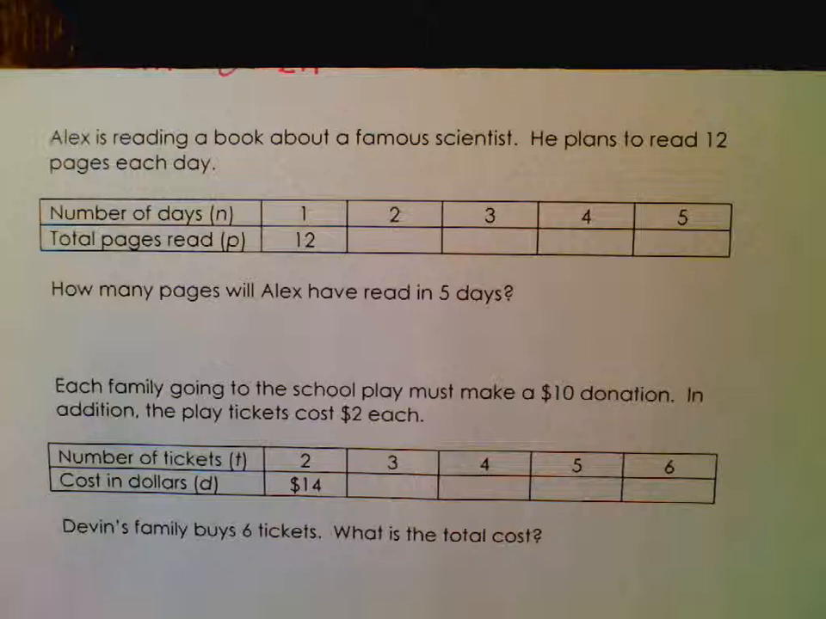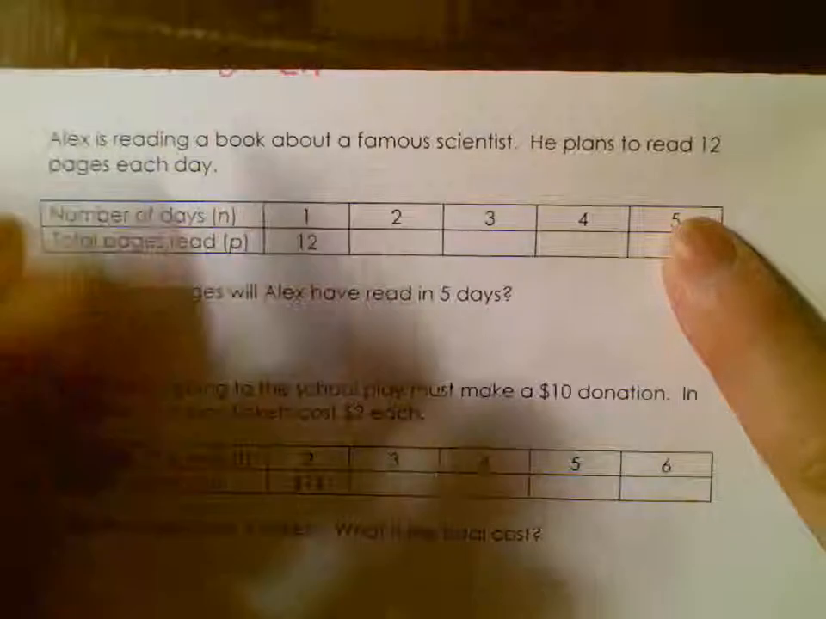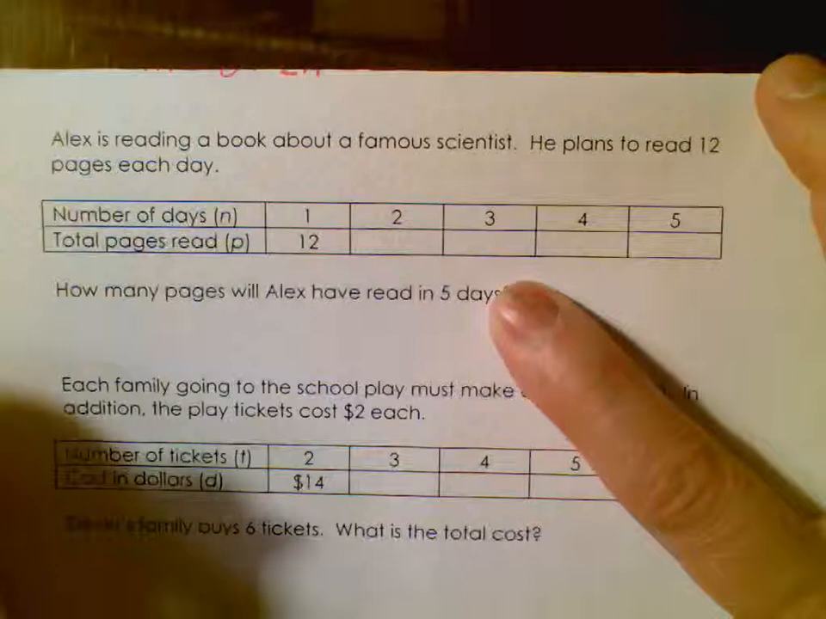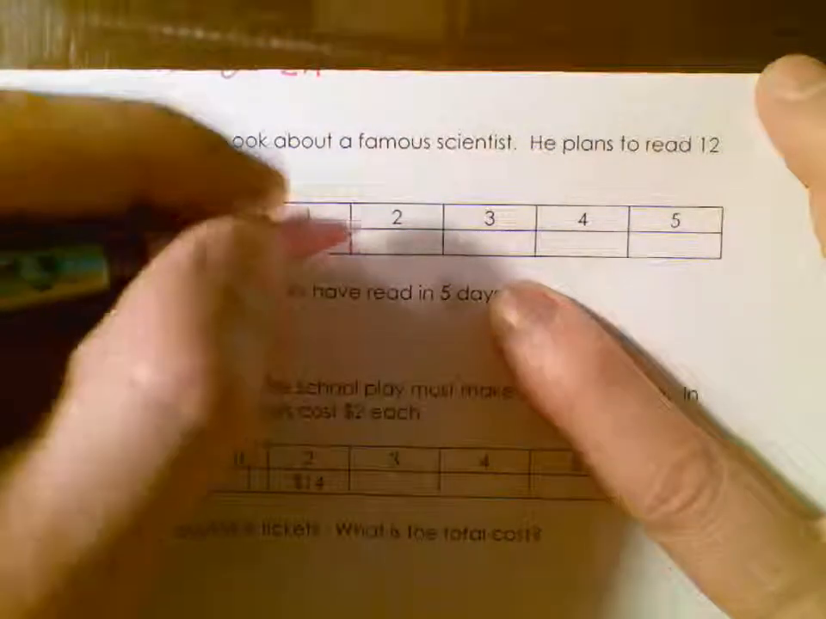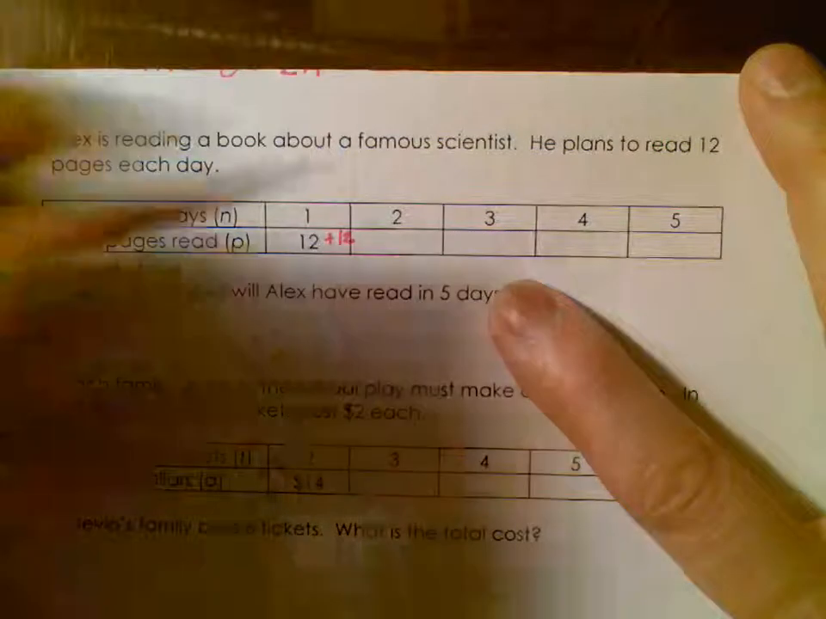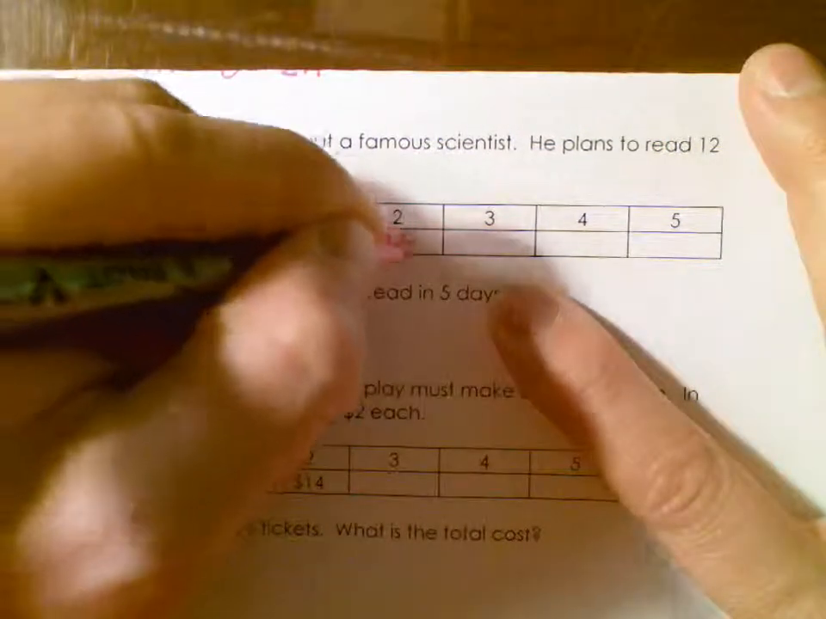All right, Alex is reading a book about a famous scientist. He plans to read 12 pages every day. So the first day, he reads 12 pages. Okay, day 2, how many pages did he read? Well, he read 12 more. So we're going to add 12, which is going to be 24.